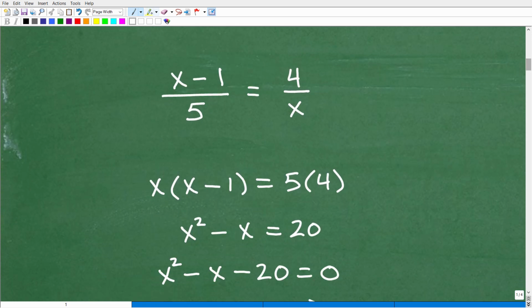And let's talk about this. Okay, so first things first, we know this is a proportion. It's two equal fractions, i.e. the cross product is true. So I'm going to multiply x times x minus 1.